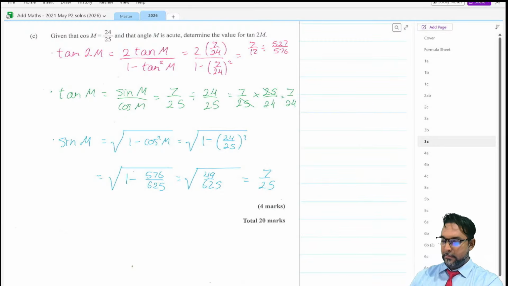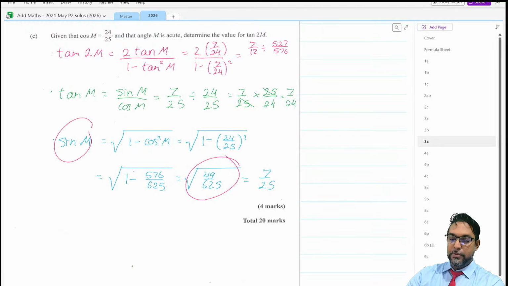So how do you get 7? Square root of 49. Right, to find sine, we could use sine squared plus cos squared is 1. So therefore sine squared is 1 minus cos squared. So to find sine is the root of 1 minus cos squared.